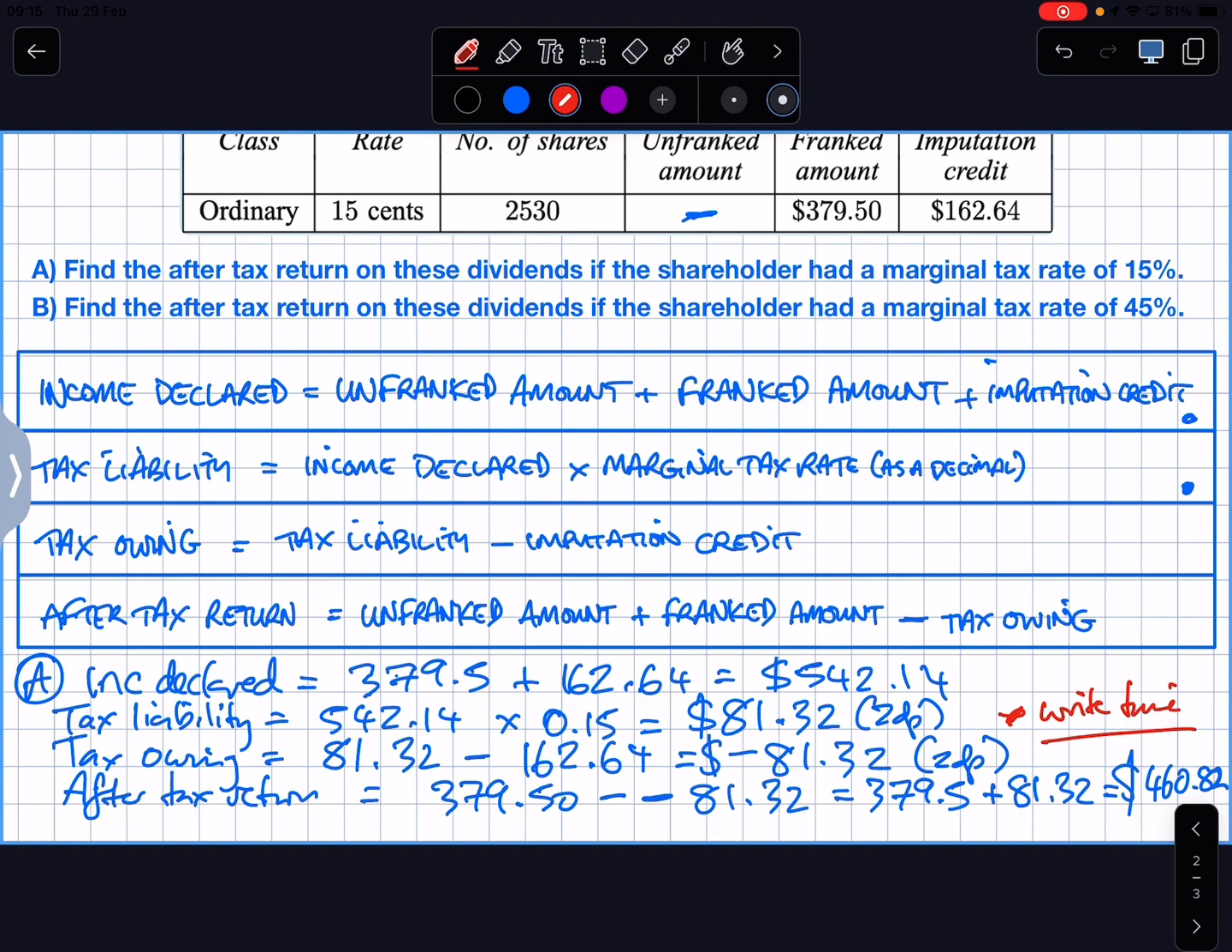Can you already predict what's going to happen in example B? They're going to pay more tax. So their after-tax return is going to be larger than this or smaller than this? Smaller, because the company only paid 30%, but I owe 45%. So I need to pay them a little money, okay? Get that example, please.